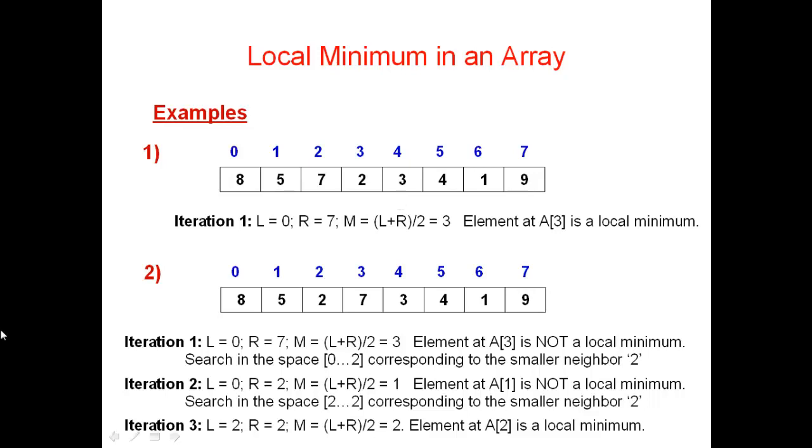On the other hand, let us do this example. We have an array just a little bit changed here. So the middle index is 3. At index 3 you have 7, which is greater than both its left and right elements. So 7 is not the local minimum.